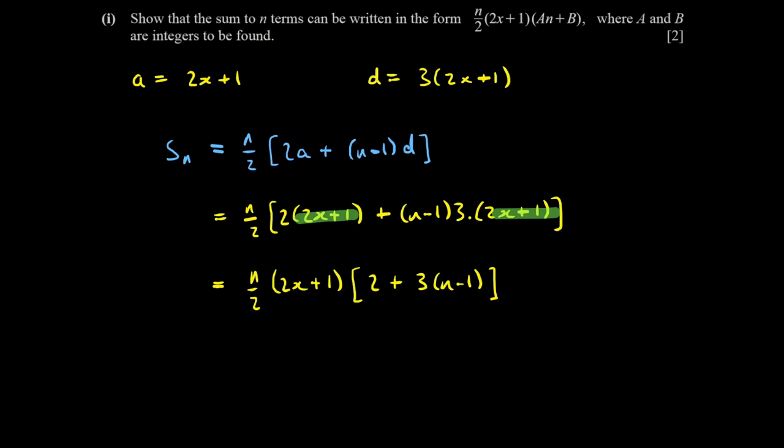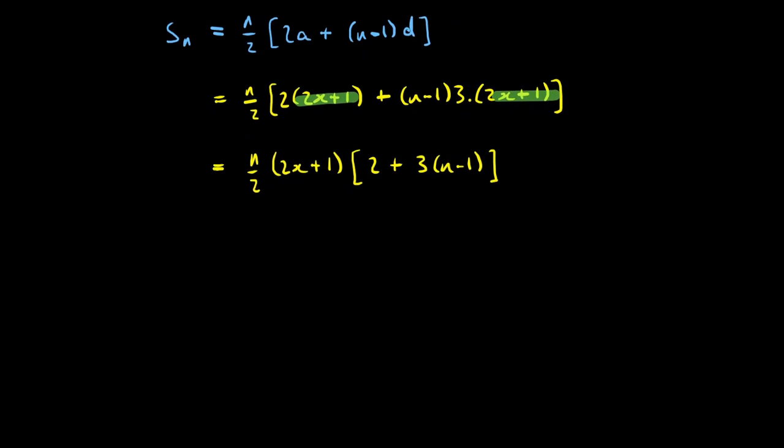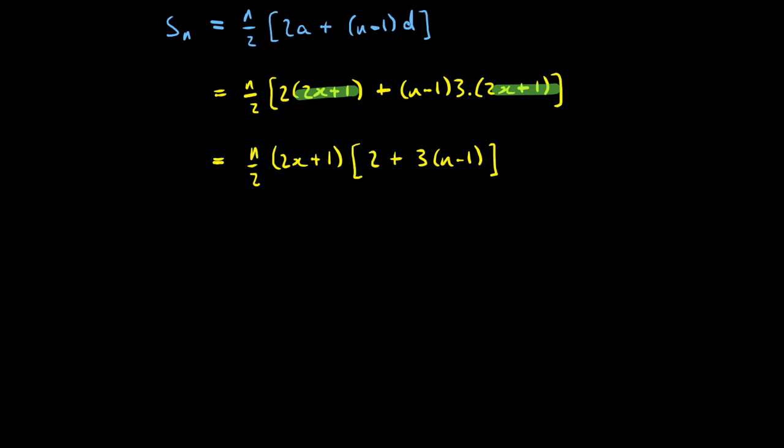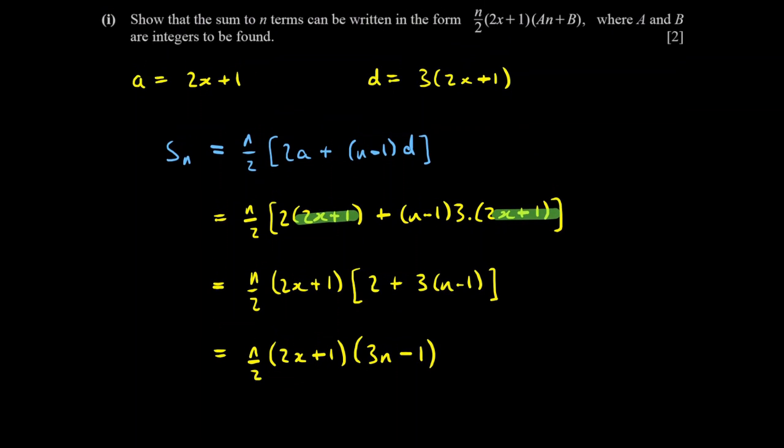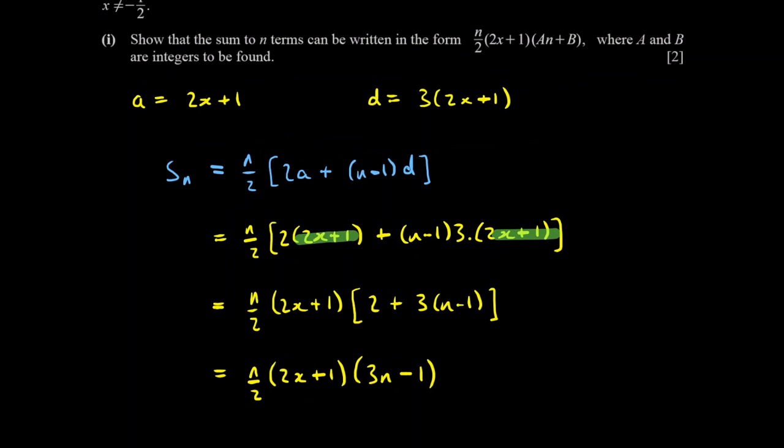In other words, you don't really want to expand unless you really have to, because you make your life more complicated. You want to keep things in factorized form because it helps you to simplify. Okay, so now if I do this, I'm going to get n upon 2, 2x plus 1, and I'm going to have 2 minus 3, which is minus 1, plus 3n. So this is 3n minus 1. And therefore, I think we've got it in the form that's asked in the question. In this case, a is going to equal 3, and b is going to equal negative 1.